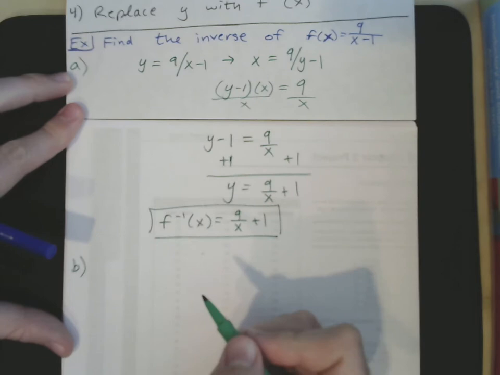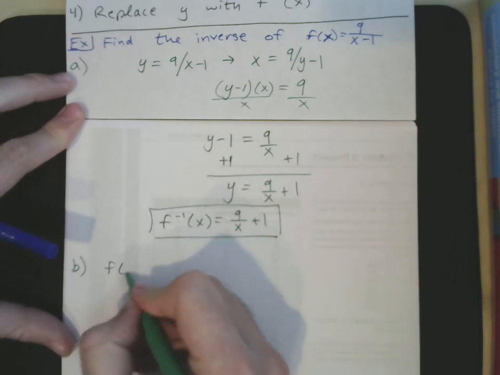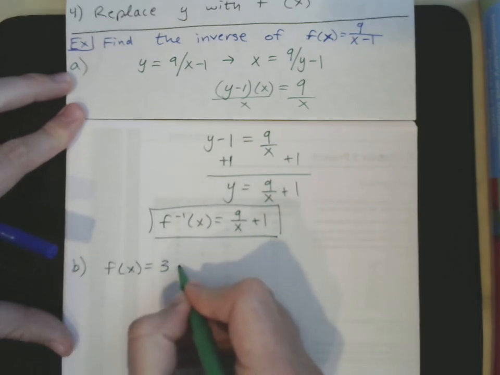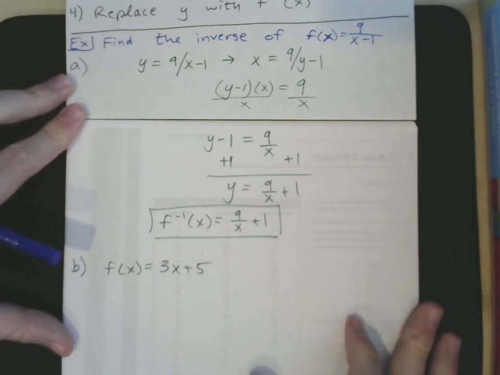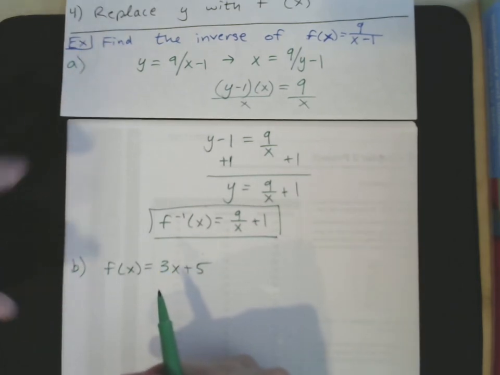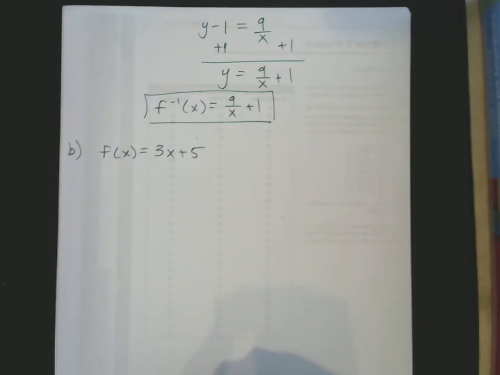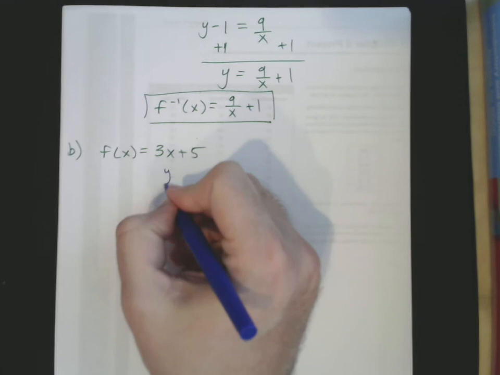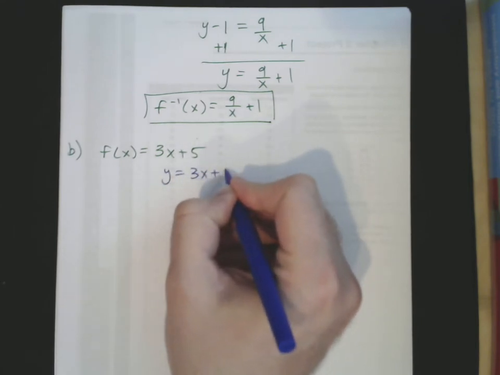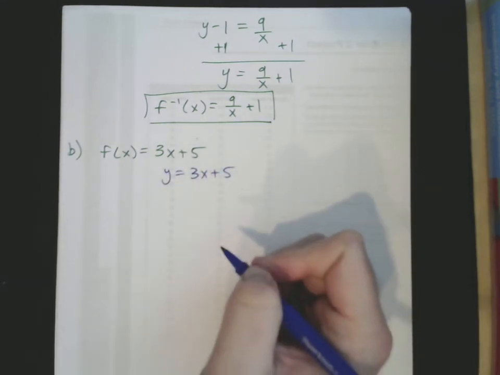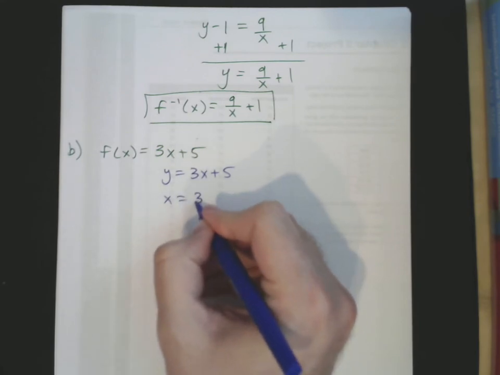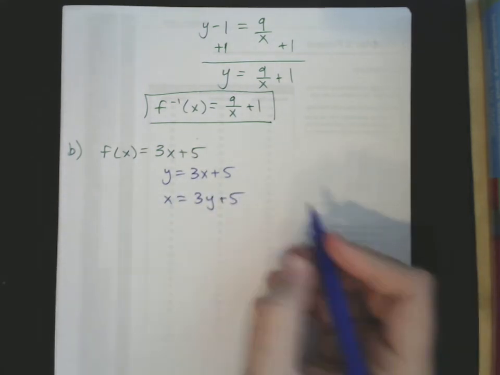Now for B, I'd like you to try the same thing for 3x plus 5. So start by just following our 4 steps. And pause the video and work this out. Okay, so I'm going to go through this now. I'm going to make this y equals 3x plus 5. Switch my x and y spots. X equals 3y plus 5.